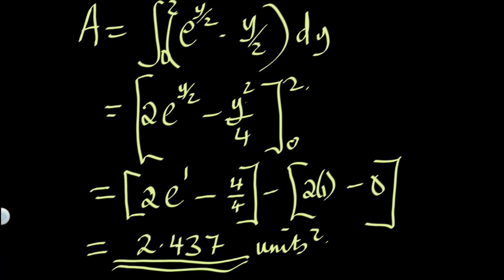We're going to need this answer in 5.1.3 because to get our x coordinate of the centroid, we divide the moment of area with respect to the y-axis by this area. So now let's go to the next question.